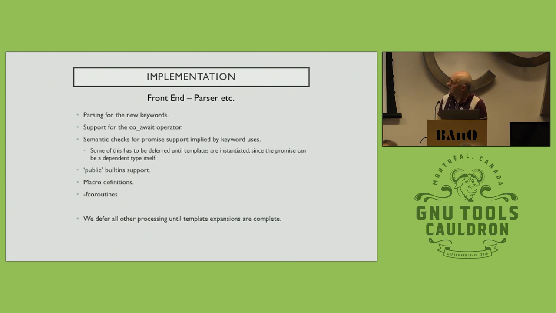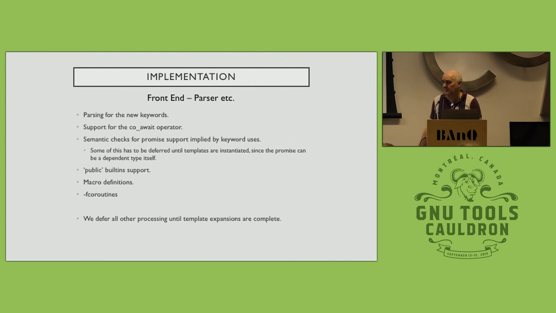So in the front-end parser, we don't have a whole lot of work to do here. We have to recognize the three new keywords. If we can, we can do semantic checks on the parts of the promise and the awaitables that are prescribed by the standard once you've engaged one of those keywords. In practice, you can't do all of that because people are going to write templated classes and you're not going to be able to actually do the semantic checks on the methods in the promise until you actually know what the type of the promise is, for example.